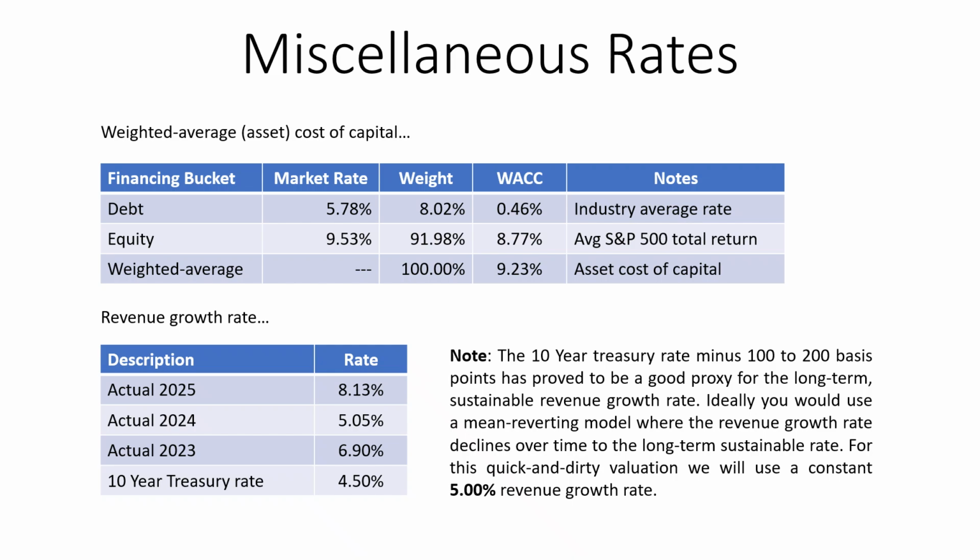But for this quick and dirty, what we want to do is take a look at that and use a little Kentucky windage. We're going to assume that our revenues grow 5% in perpetuity. That's not true overall, but on average, that should pan out.